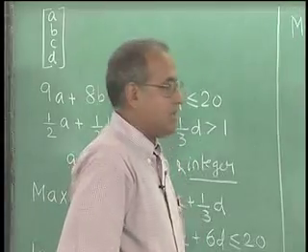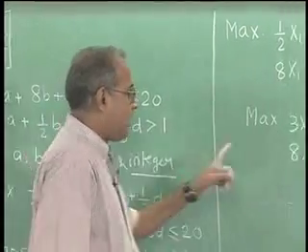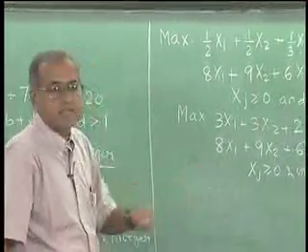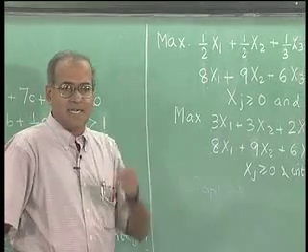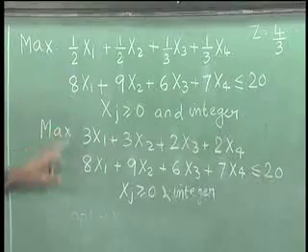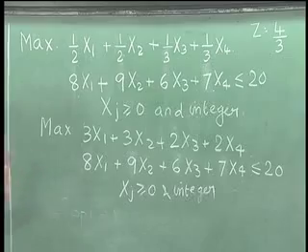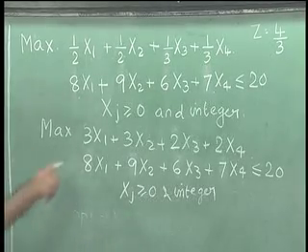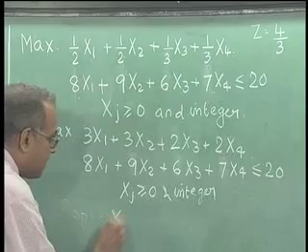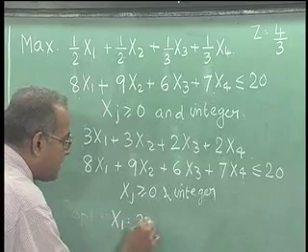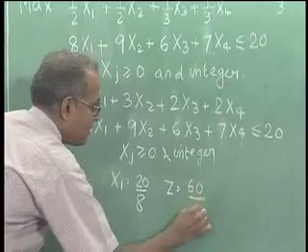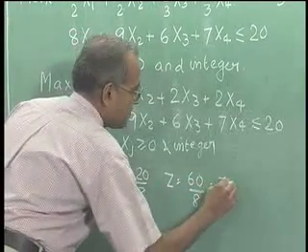Now, the LP optimum will have variable x1 in the solution because we have already sorted the variables in the decreasing order of Cj by Aj. So, LP optimum will always be from the left. So, the LP optimum to this will be given by x1 is equal to 20 by 8 and z is equal to 60 by 8, which is 7.5.